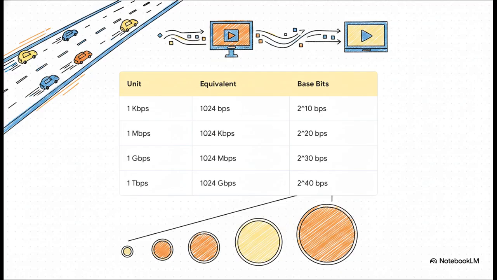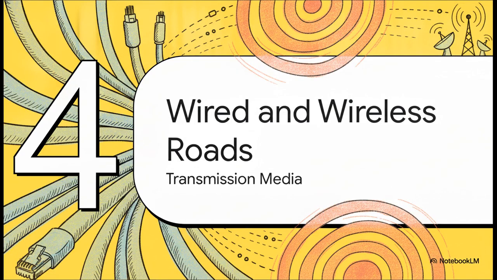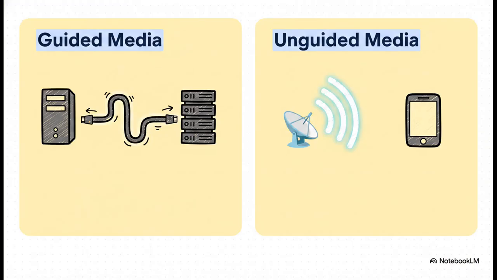That number right there, that's the crucial metric that decides whether your 4K movie buffers endlessly or streams flawlessly. Section 4. Wired and wireless roads. So what are these digital highways actually built out of? Broadly speaking, we're looking at 2 types of media.